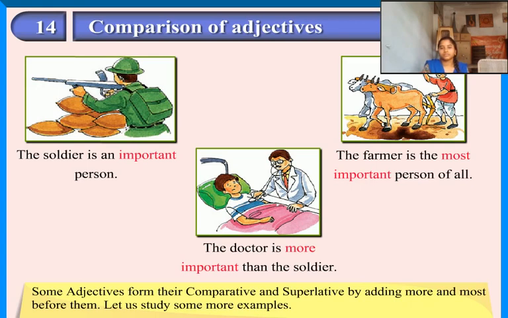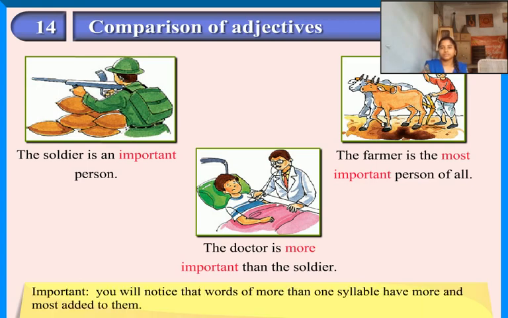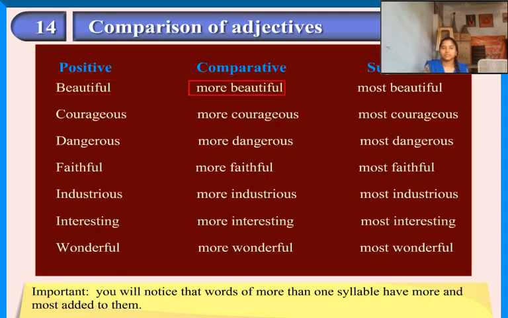Let us study some more examples. Important. You will notice that words of more than one syllable have more and most added to them. Beautiful, more beautiful, most beautiful. Courageous, more courageous, most courageous. Dangerous, more dangerous, most dangerous, and so on.